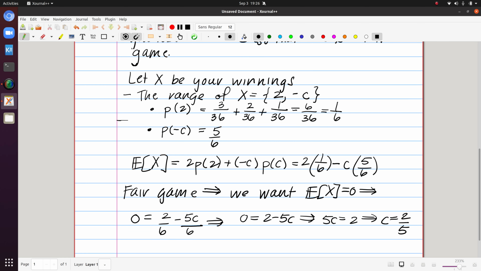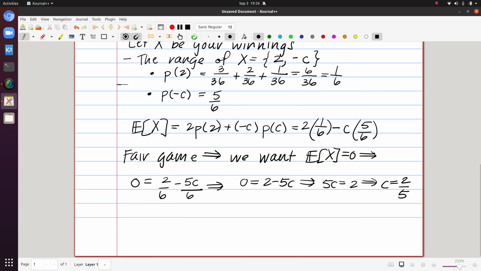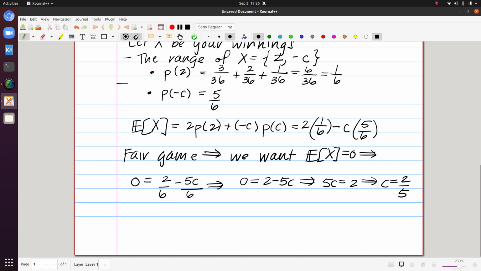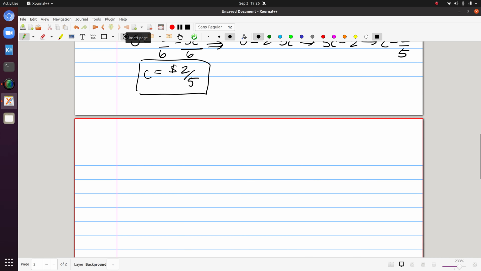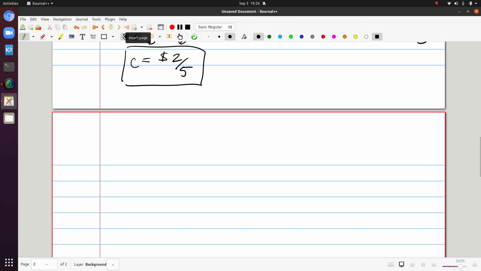So again, recall that C is the amount we should lose in the instance that we don't see a sum greater than 9, and we're saying that we should lose 2/5 dollars. So I would want to include my units there. Again, this depends on the definition of the expected value, but in this instance, we knew what we wanted the expected value to equal, and we needed to make that happen by finding the value of C.